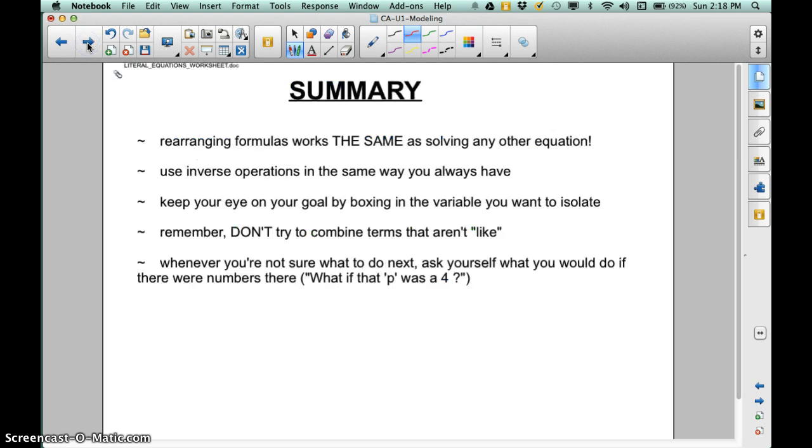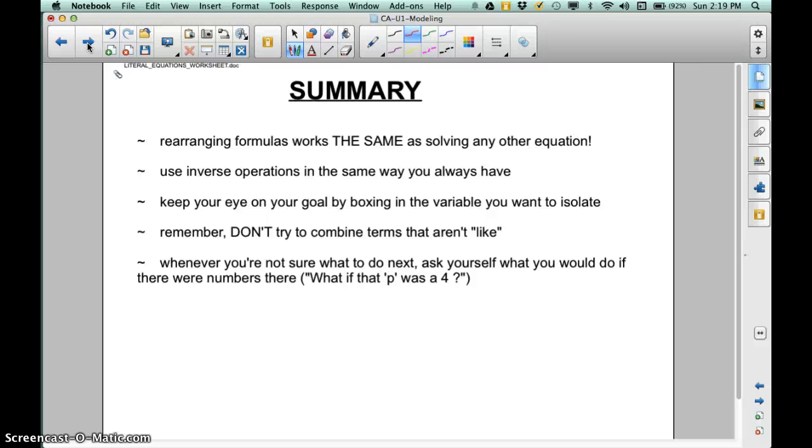That's all there really is to this. You have to focus on a few things. Remember that rearranging formulas works the same as solving any other equation. We use inverse operations in the same way you always have. Keep your eye on your goal by boxing in the variable that you want to isolate. I know it may seem like a small thing, but it will help you if you do it. Remember, don't try to combine terms that aren't like. If you have y and then you minus b on the same side of the equation, don't try to do something fancy. Those are not ones. They're not any number that we know. All you can do is write them.